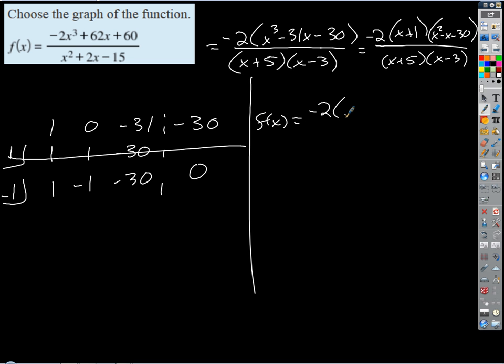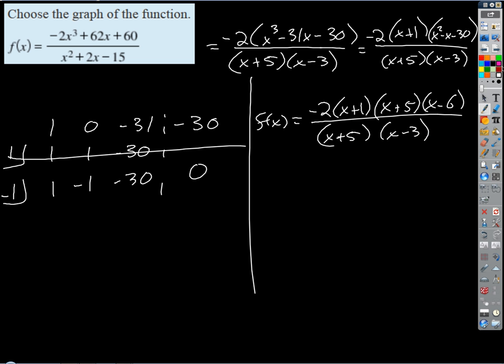What does that last trinomial factor into? Okay, so x, say it again. Plus 5, minus 6, good. And then x plus 5, x minus 3. So we can make our list, and that list is really crucial, right? So we have the zeros of the numerator and zeros of the denominator.